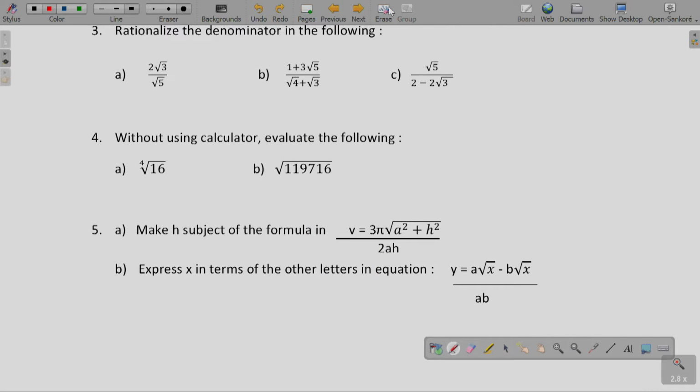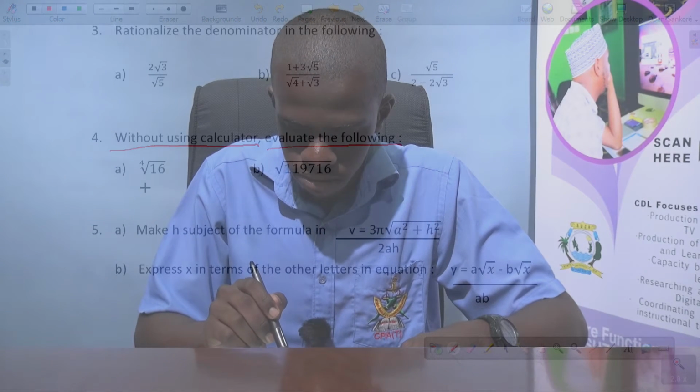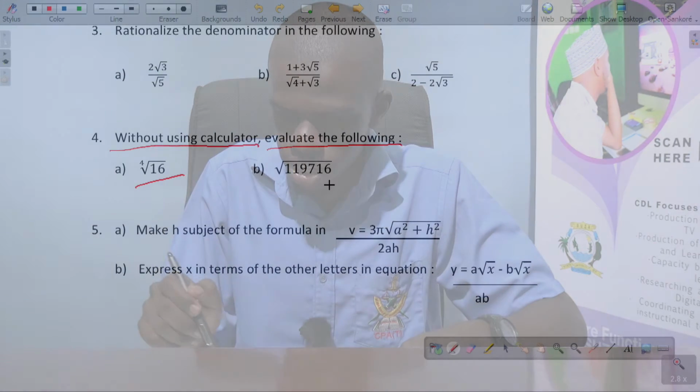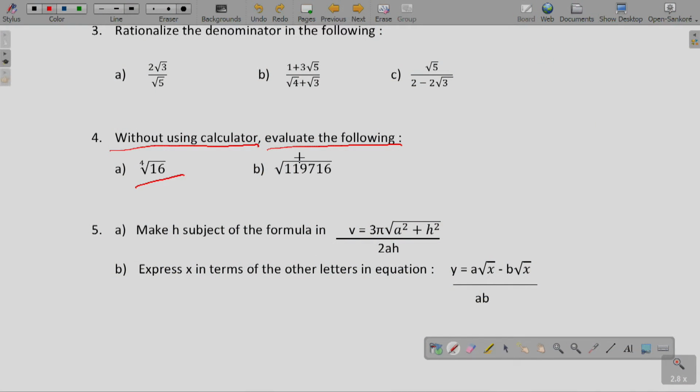Let's now move to the fourth question. The question says, without using a calculator, evaluate the following. We have to evaluate the fourth root of 16, the square root of 19,716.